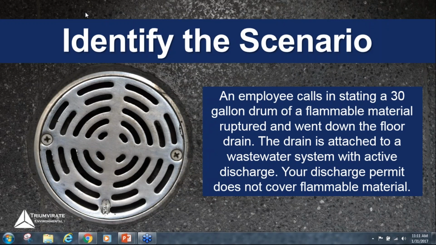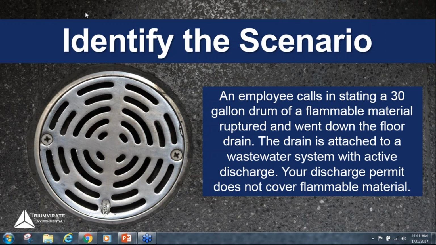So in the scenario we're going to walk through today, an employee calls in stating that a 30-gallon drum of flammable material ruptured and went down the floor drain. In your facility, the floor drain is attached to a wastewater system that has active discharge. And you currently have a discharge permit that does not cover flammable materials.